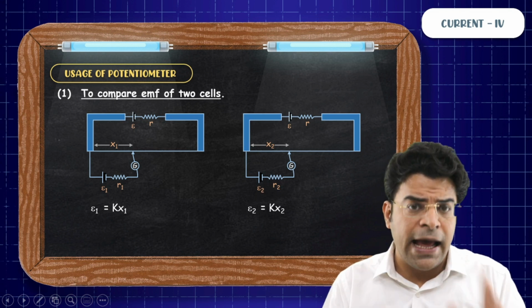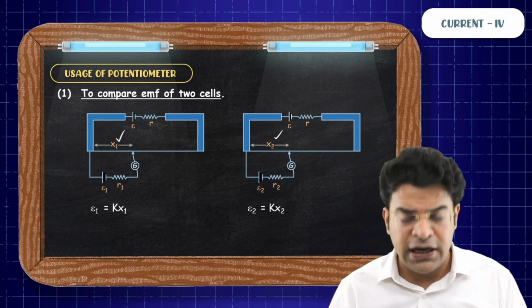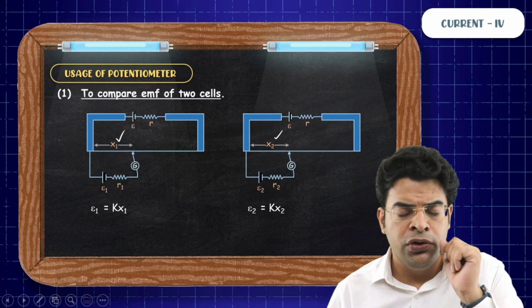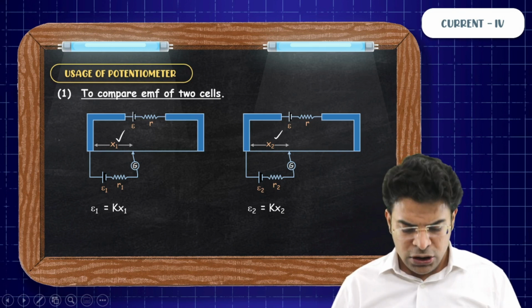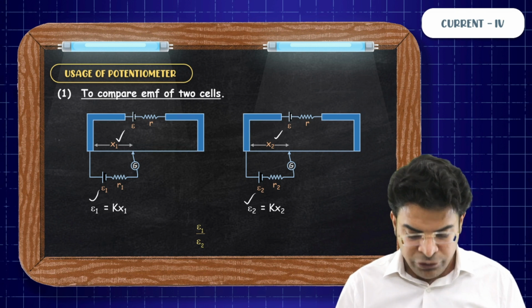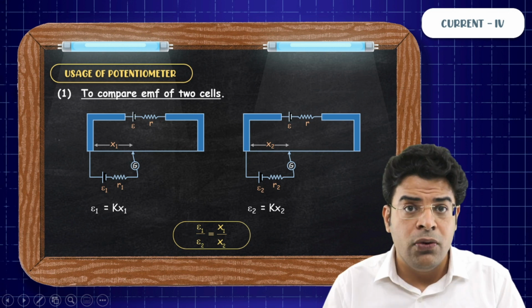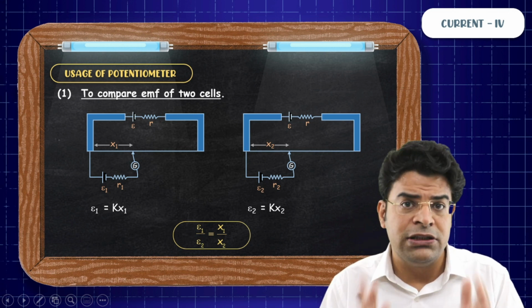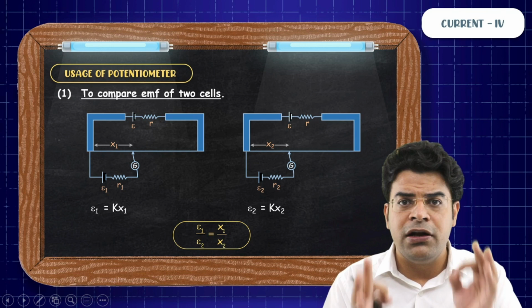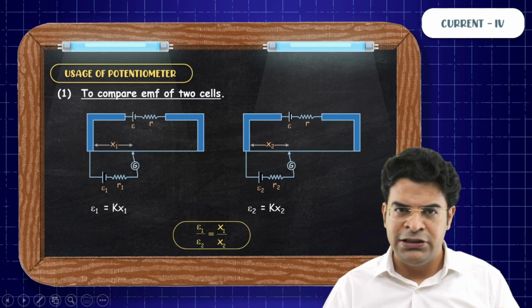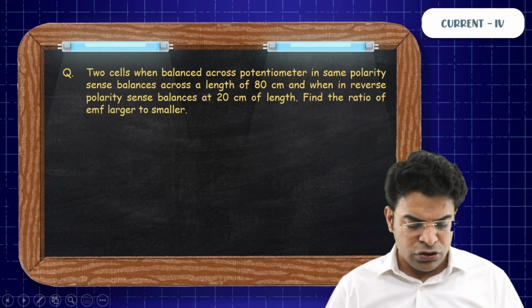Now if in the lab you have taken these two readings, x1 and x2, by using them you can find the ratio of the two EMFs. So one can say that E1 by E2, dividing both the sides, has to be nothing but x1 by x2. So this is how, using a potentiometer circuit in the lab, you can compare the EMF of two cells. Isn't it fun? Let's see a question based on it.